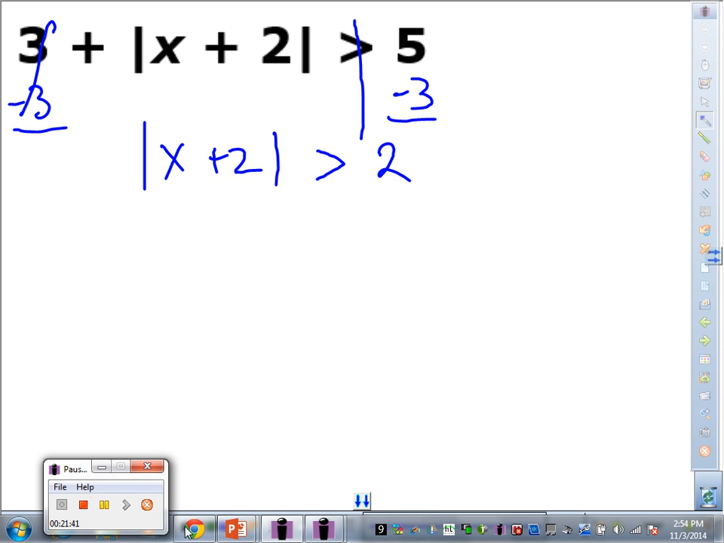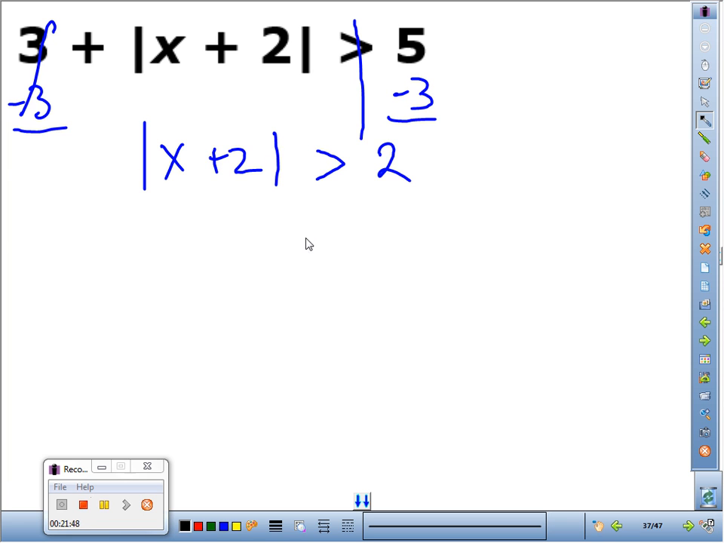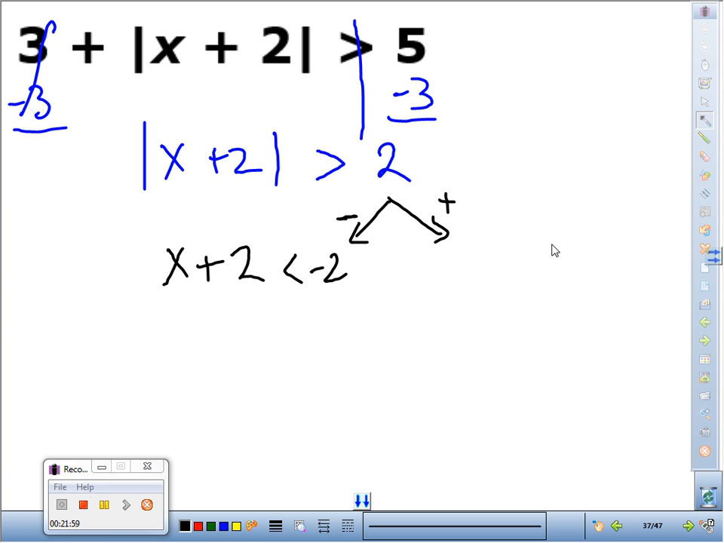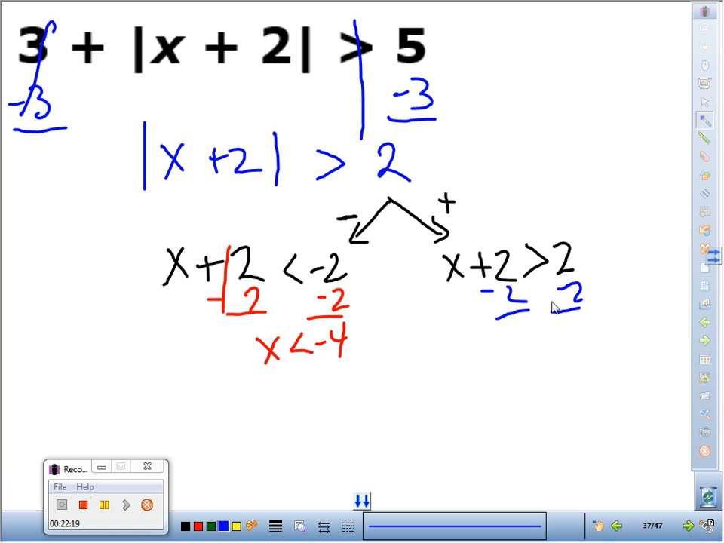Is there anything else outside the absolute value? No. At that point, we write two inequalities, one negative, one positive. This becomes a negative 2, and I flip the inequality symbol, and I write whatever's inside the absolute value. This one stays a 2, and the inequality symbol stays the same. I write x plus 2, and I solve. Minus 2 minus 2. x is less than negative 4. Minus 2 minus 2. x is greater than 0. Hands up if you got that.